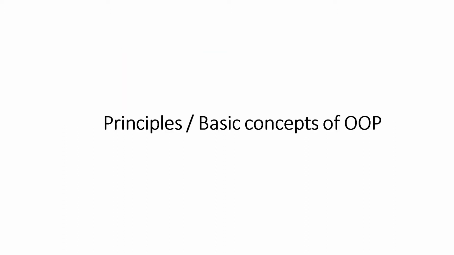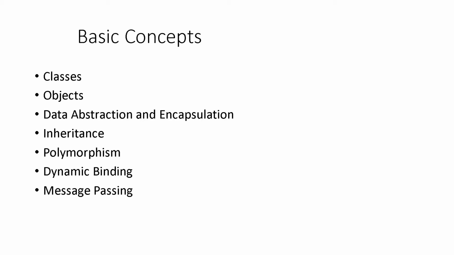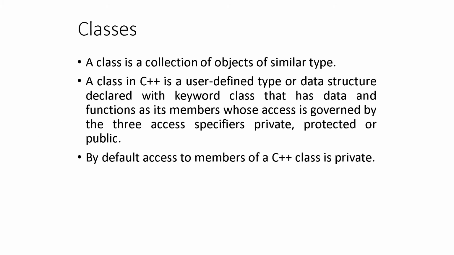Next we are going to see the principles or basic concepts of OOP. Basic concepts are classes, objects, data abstraction and encapsulation, inheritance, polymorphism, dynamic binding, and message passing. Let's see one by one in detail. First, we are going to learn what is a class. A class is a collection of objects of similar type.